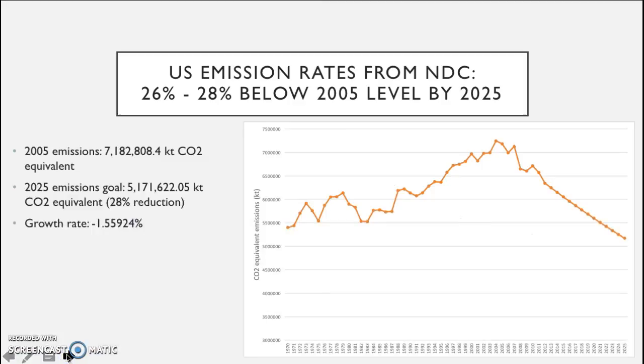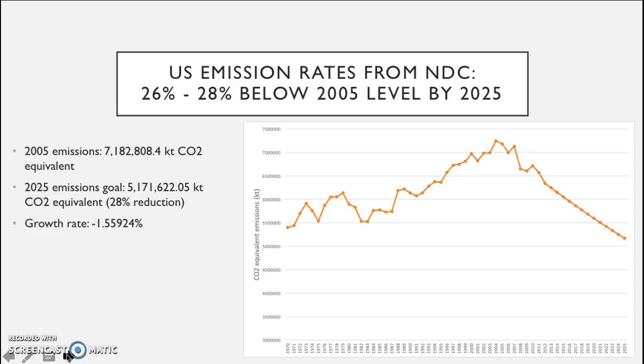And I looked at the nationally determined contributions that were submitted to the Paris Climate Agreement from the US. And what the US stated was a goal of 26 to 28% below 2005 levels by 2025, with a strong effort to get that 28%. So that's the one that I used for my calculations.